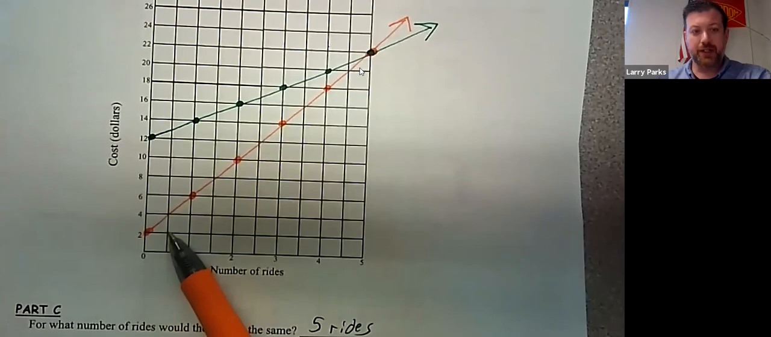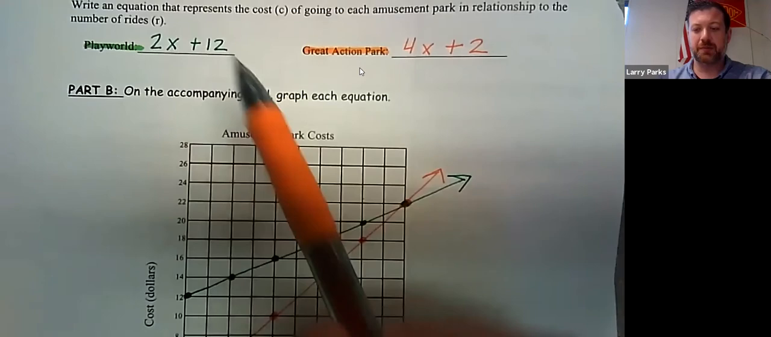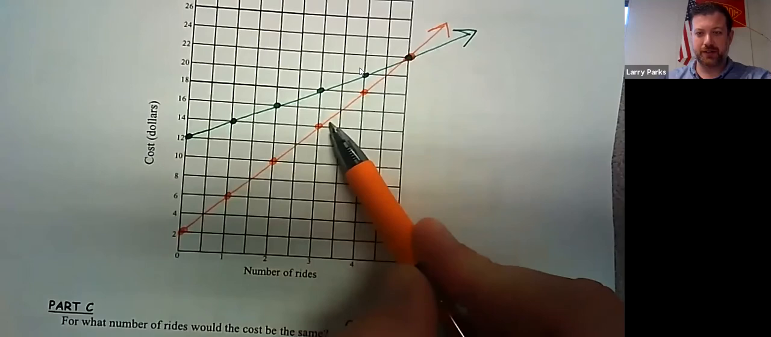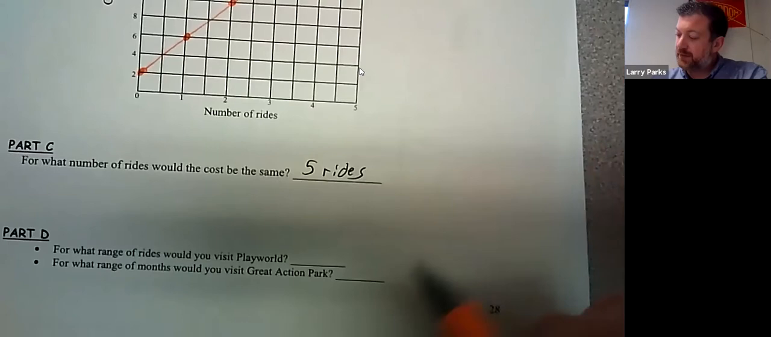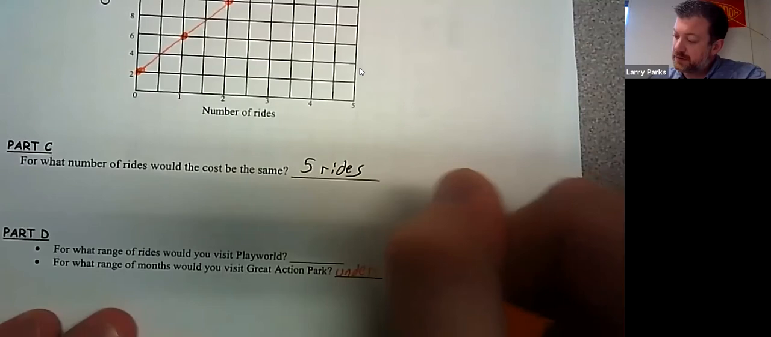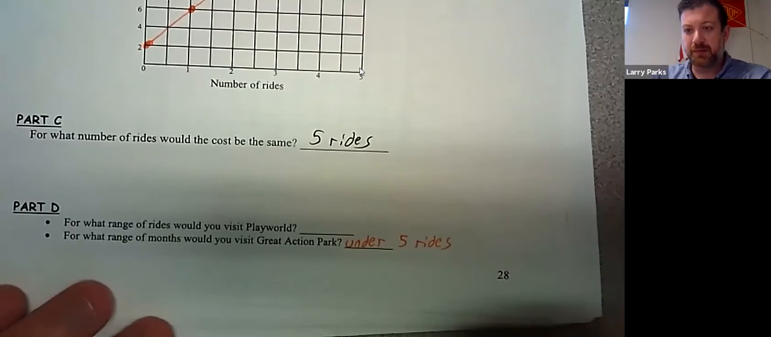Orange is Great Action. Green is Play World. So you're going to want to go to Great Action until you get to five rides, and then I would go to Play World. So for Great Action, I would say under five rides. Or equal, it could be equal. And then for what range would you visit Play World? Over five rides.